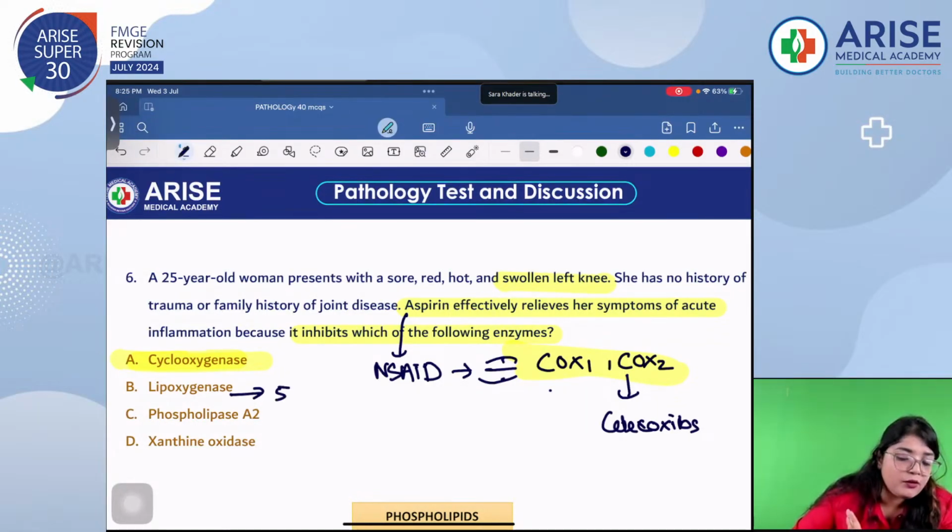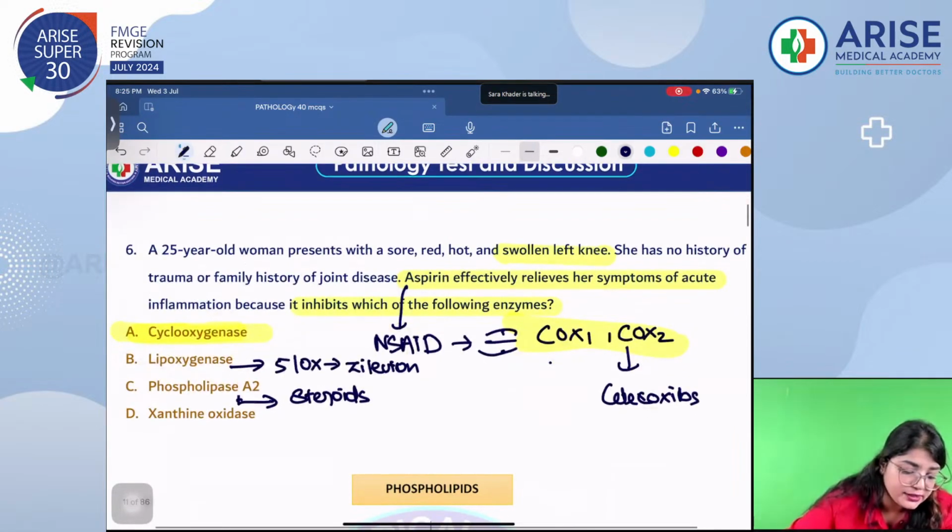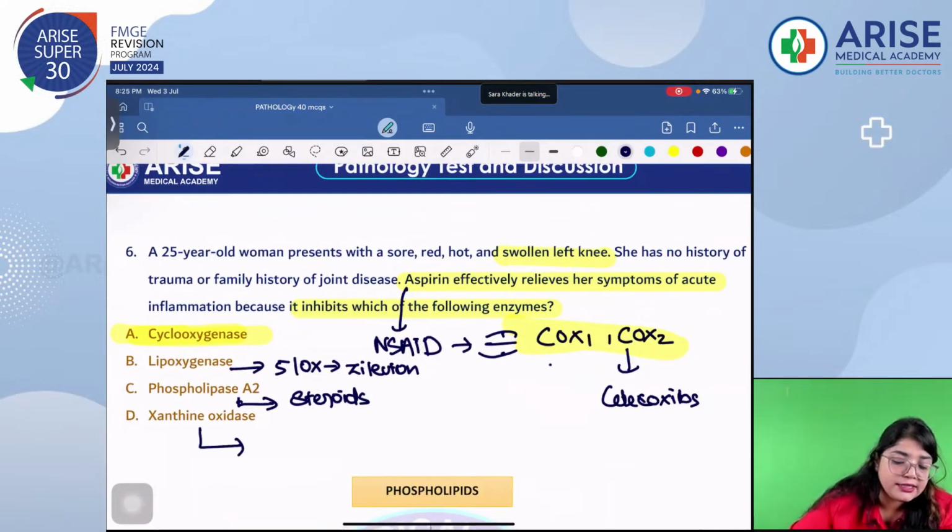You have the 5-LOX inhibitor, right? That is zileuton. What about phospholipase A2? This is inhibited by steroids. And then xanthine oxidase is inhibited by allopurinol.